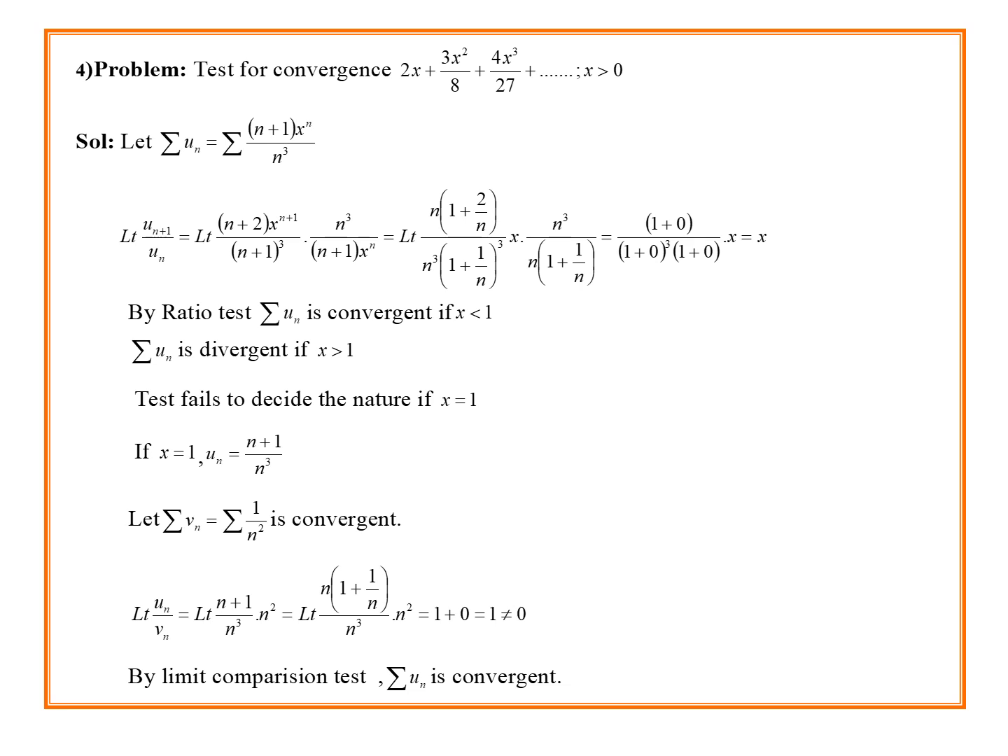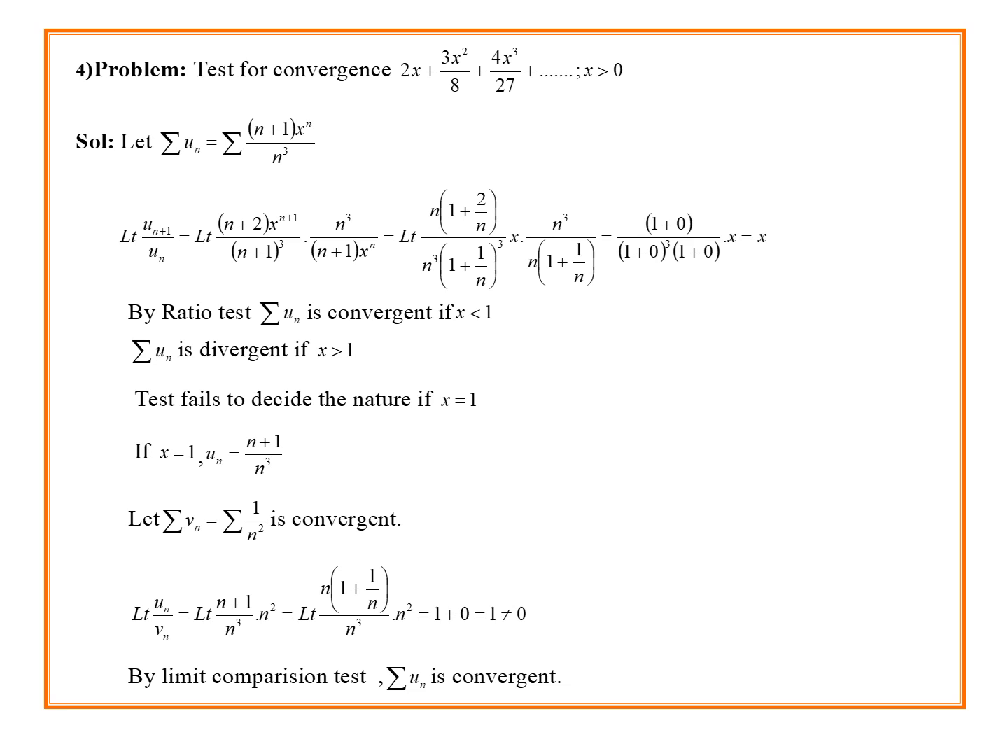Next, fourth problem. Test for convergence: 2x plus 3x squared by 8 plus 4x cubed by 27 plus so on, x greater than 0. So, solution. First we can consider the nth term. So let sigma un is equal to sigma of (n plus 1) into x power of n by n cube.